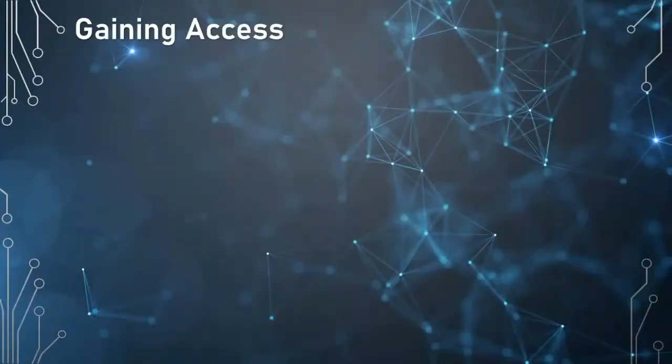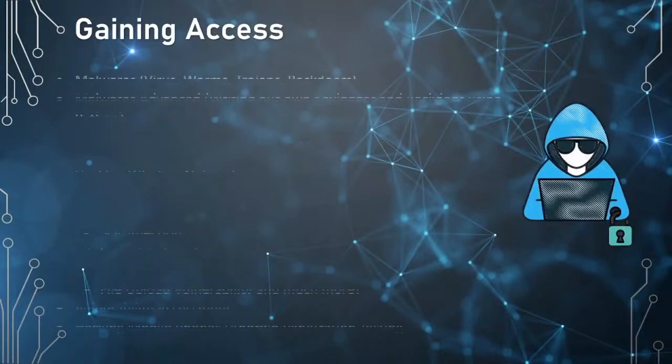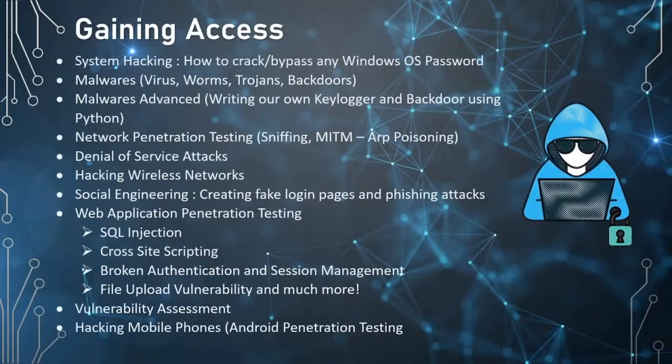So this is a huge concept. It covers a vast variety of topics, guys. We'll discuss them one by one. The first topic that we'll be learning in gaining access is system hacking. In system hacking, we'll understand how we can crack or bypass a Windows operating system password. If you have Windows 7 or Windows 8 or Windows 10 or Windows 11, it does not matter. Whatever operating system you have, how do we crack it? How do we get the information about their passwords? If you are unable to get the passwords, how can we bypass authentication and get access to the internal files is what we learn in system hacking.